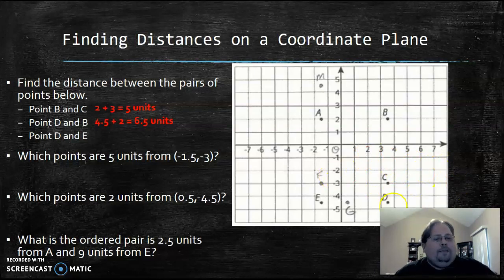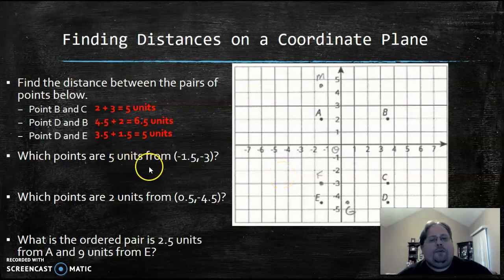Now D and E are horizontal, so they lie on the same y coordinate. We're going to look at their x coordinates to see how far apart they are. D lines up with 3.5 and E lines up with 1.5. If we take that 3.5 and 1.5 and add them together, we get 5 units.